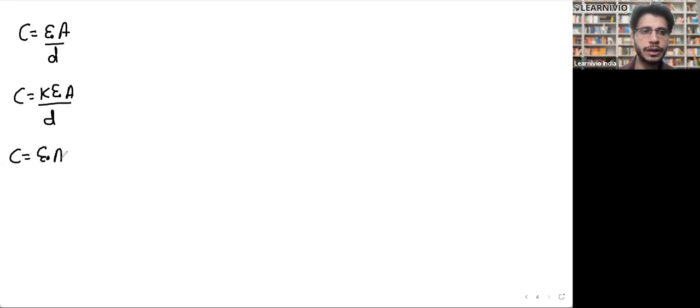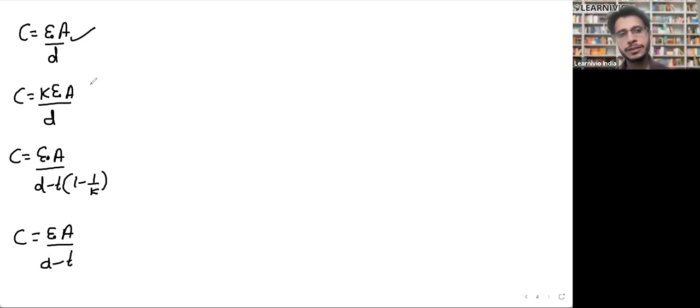We wrote C is epsilon naught A by D minus T (1 minus 1 by K). This is when air is between the plates, this when the whole space is filled with a dielectric, this when the dielectric is partially filled, and this when you have a conducting slab between the plates. So I'm giving you a question. And we had three expressions for calculating energy also.